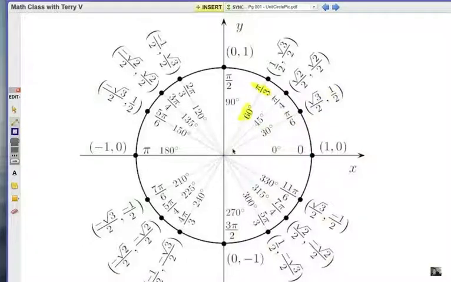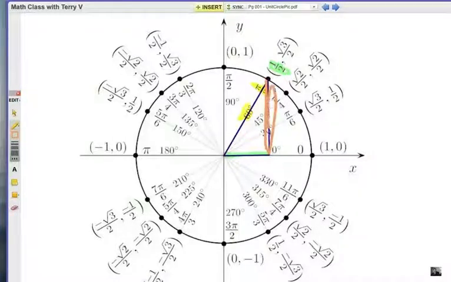Let's look at a 60-degree angle. So we go from here to here, and that's my hypotenuse. Notice 60 degrees is the same as pi over 3 radians. Now, if we construct this right triangle, then I can look at my sine and cosine values. The cosine value is here, which is 1/2. And the sine value is this vertical leg here, which is radical 3 over 2.